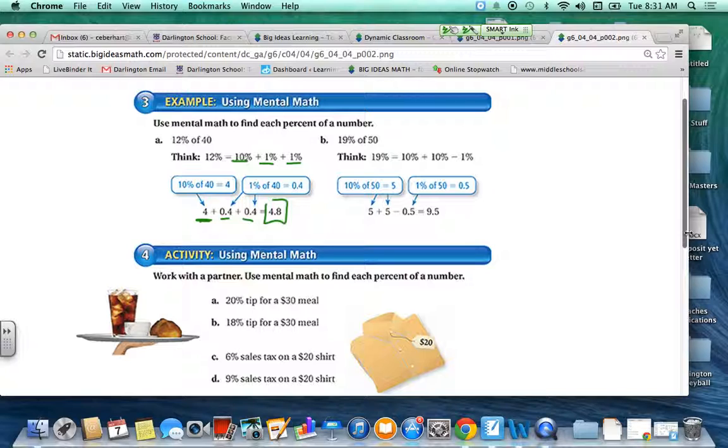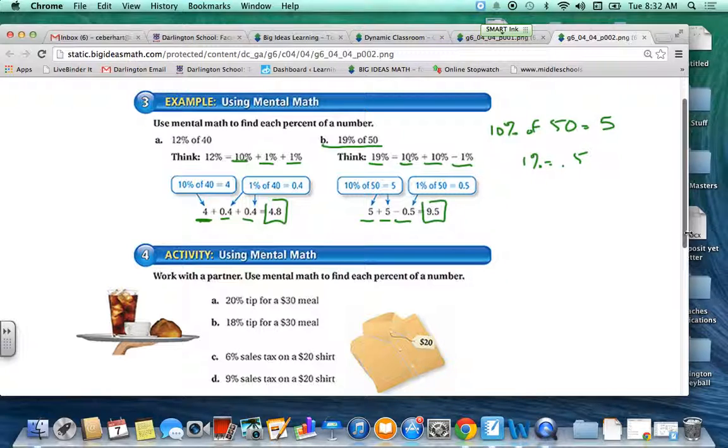Over here, letter B, 19% of 50. They're using 19% as 10 plus 10, which is 20, but then subtracting that 1% at the end. Well, 10% of 50 is equal to 5. So we have 5 plus 5, and then we know that 1% is equal to 0.5. So we have 5 plus 5, and then we subtract 0.5, and get our answer of 9.5.